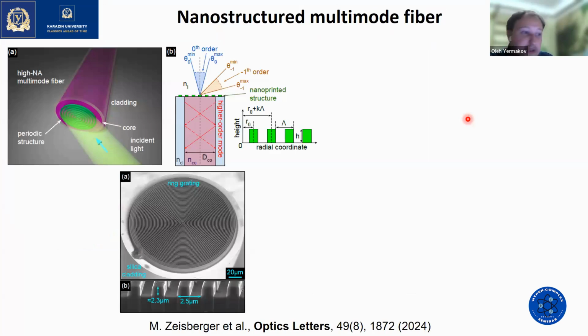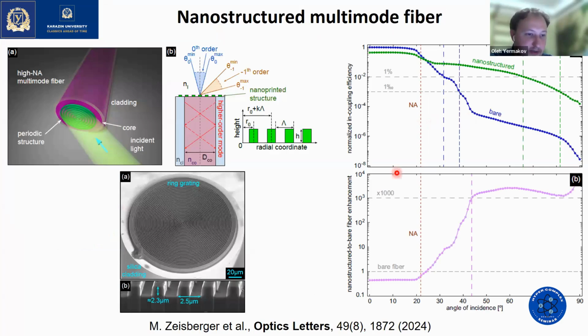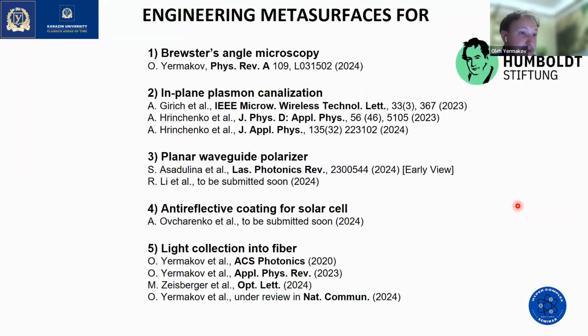Okay, and finally we did it, of course, for multimode fiber using the same principles. And one can see here that this graph, for instance, shows the enhancement of the nanostructured fiber relative to the bare fiber. Before the numerical aperture limit, we don't have the enhancement, but after that it rapidly increases, and for angles more than 43 degrees, the enhancement is always more than 1000. So this is 1000 times of enhancement.